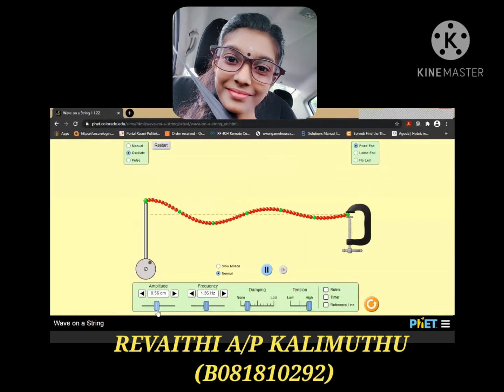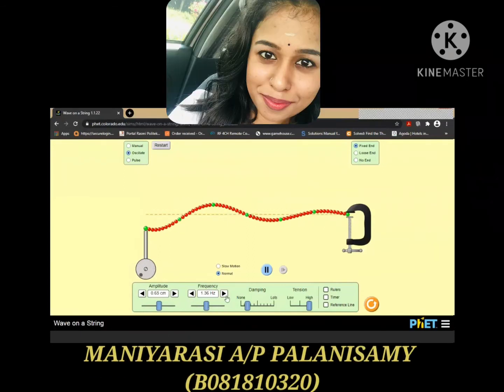Now I'm going to explain the five properties of a wave, which are amplitude, frequency, period, wavelength and speed. Compare and contrast the behavior of a wave with different damping, tension, and end condition.